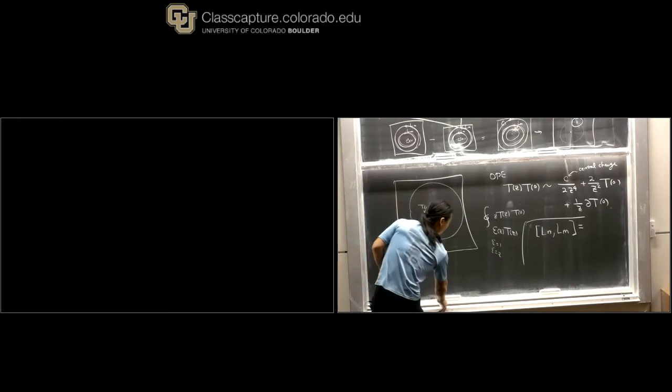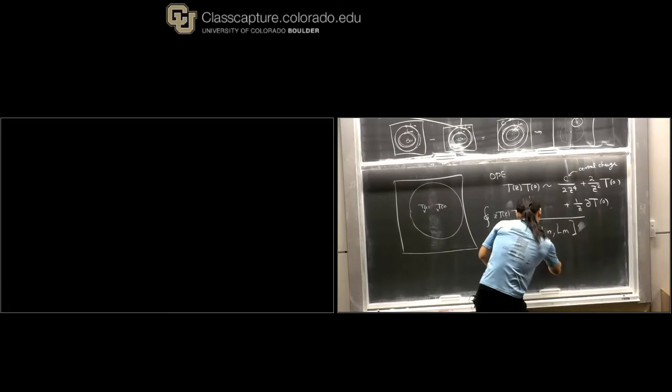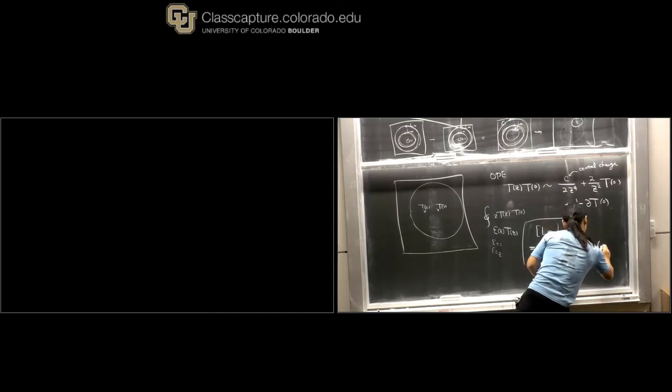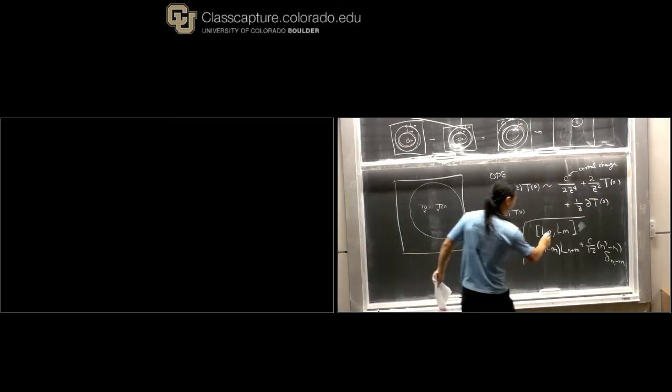Anyway, this is a standard calculation. The result is [Lm, Ln] = (m − n) L_{m+n} + (c/12)(m³ − m) δ_{m+n,0}. It's known as the centrally extended Virasoro algebra of central charge c.